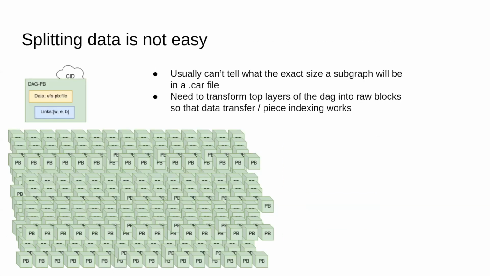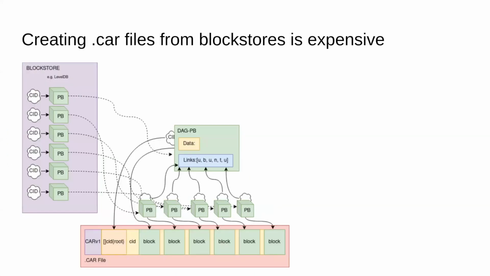Then splitting data is also not easy. We run into similar problems as with aggregation, just you happen to have more data. And going through really large graphs is just hard and painful and slow. And another problem with the current way of doing things is that usually when you create a CAR file, you are probably doing that from a BlockStore.